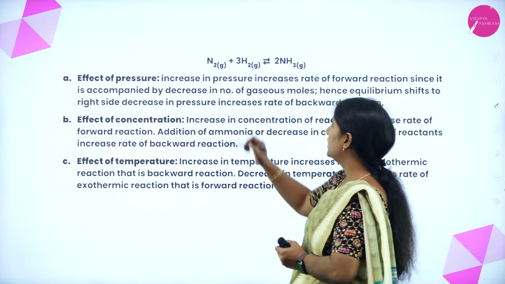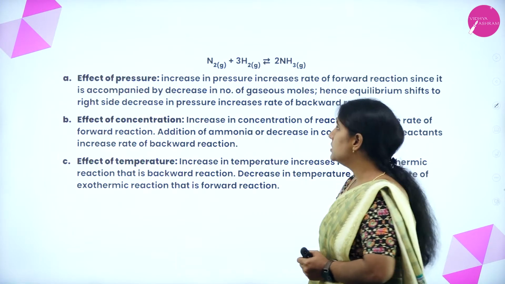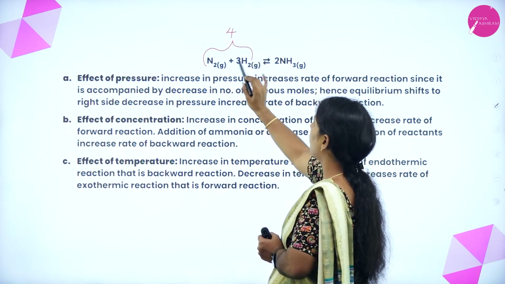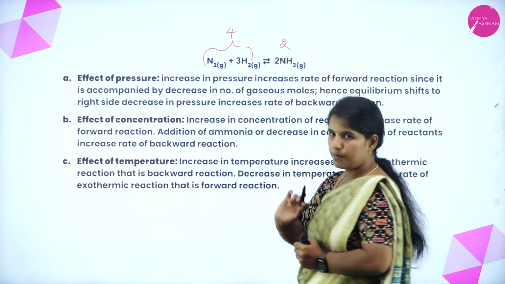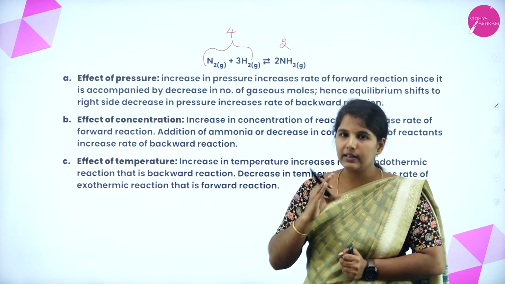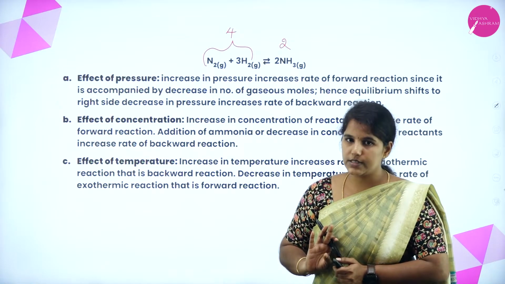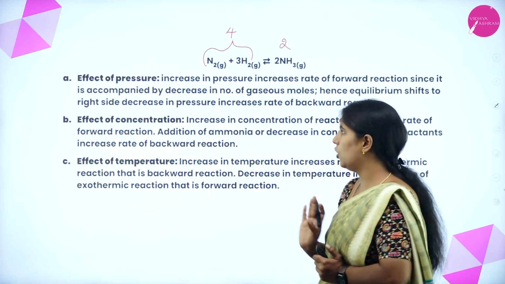My reaction is nitrogen reacting with hydrogen to form ammonia. So, how many moles are involved on the reactant side? There are 4 moles of reactants involved to give 2 moles of the product. That is, 4 moles of nitrogen and hydrogen react to form 2 moles of ammonia. Let us understand for this reaction the effect of temperature, pressure, as well as concentration.